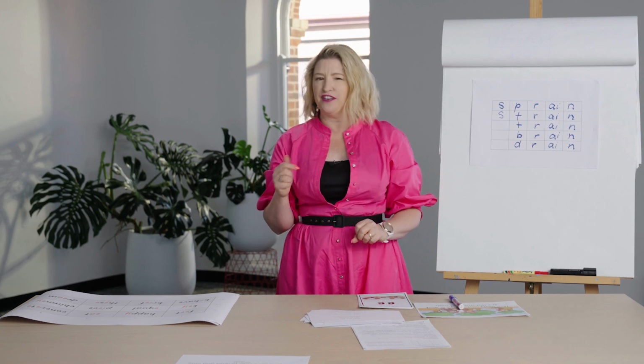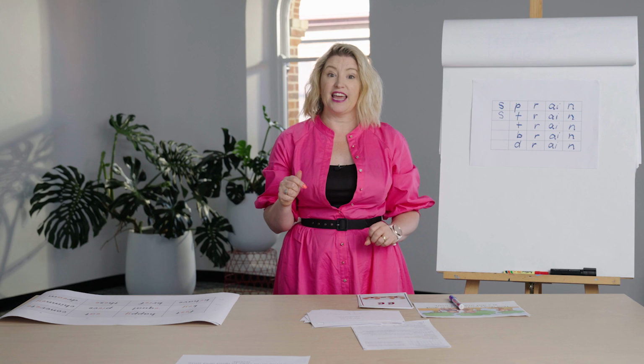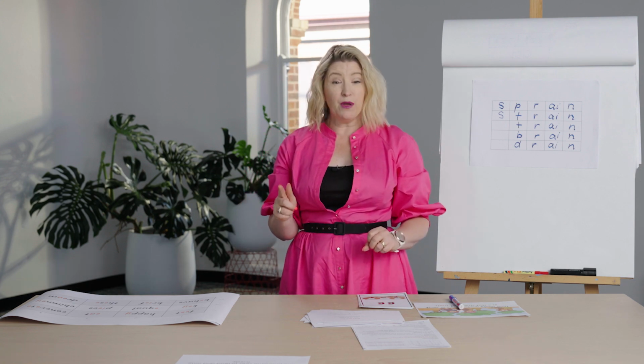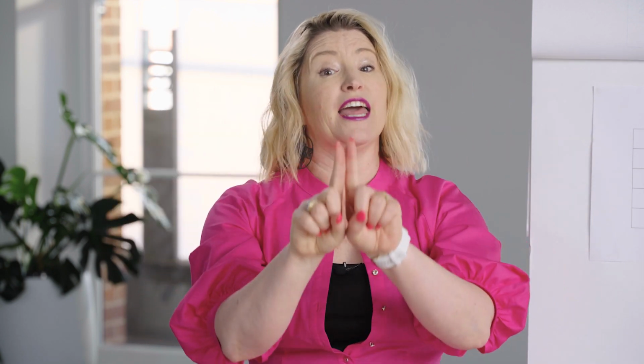Let's review our definitions before we start our lesson today. Phoneme. Remember, a phoneme is a single sound in a word. A grapheme is a letter or a group of letters that represent a single sound. A syllable is a beat in a word and it always has a vowel sound in it. A digraph is two letters together that represent a single sound.